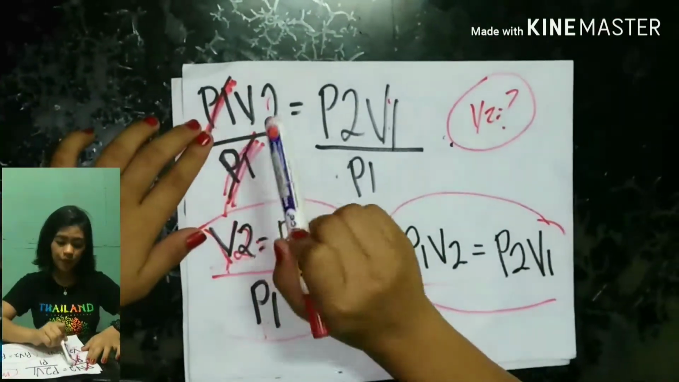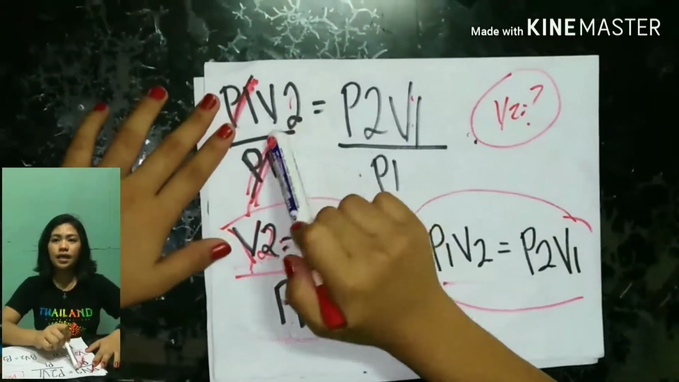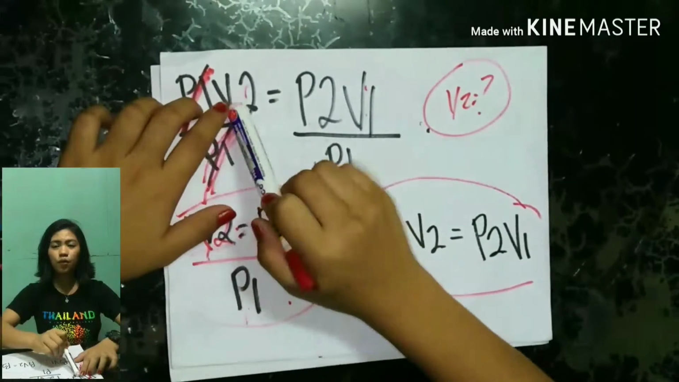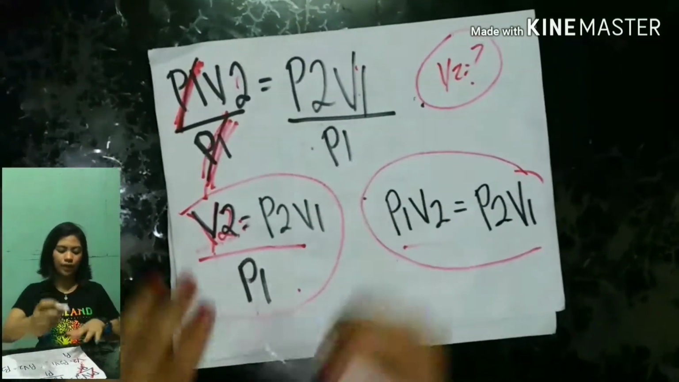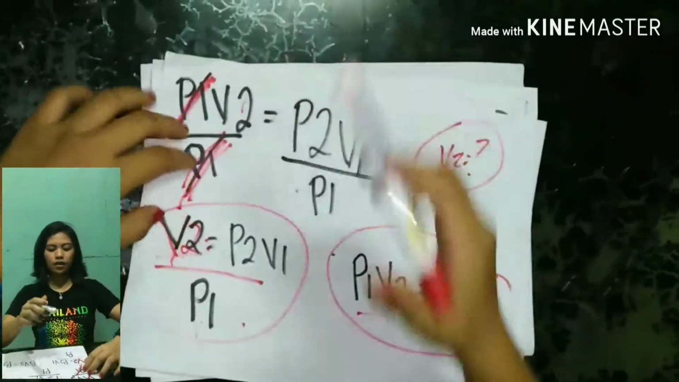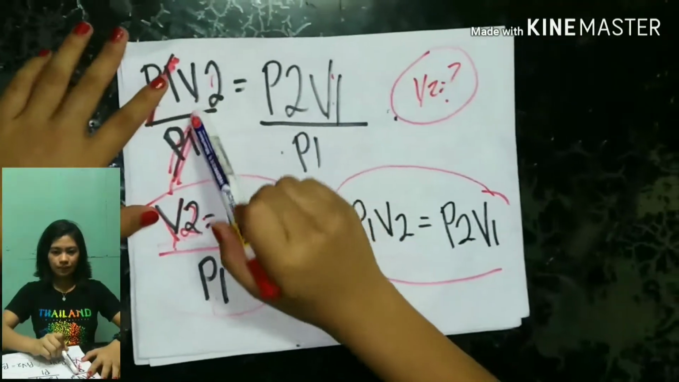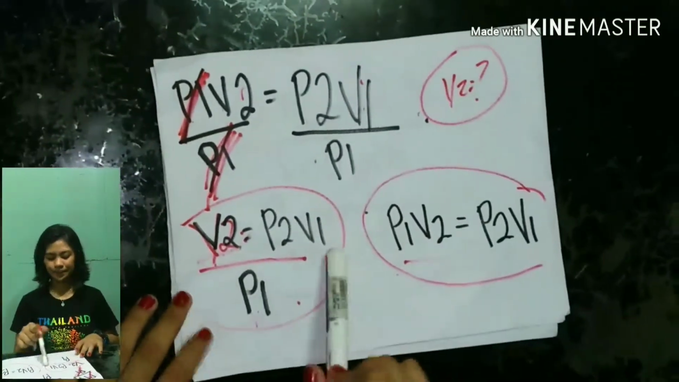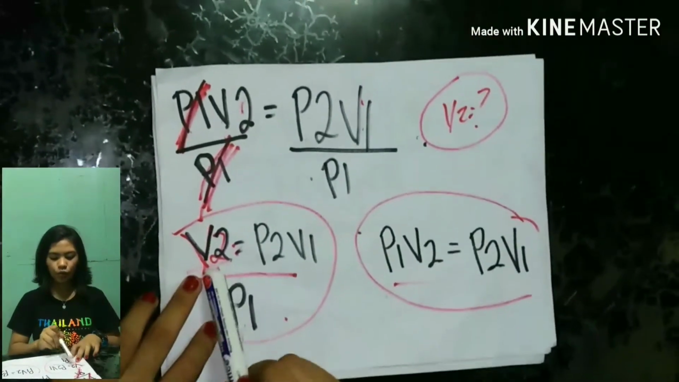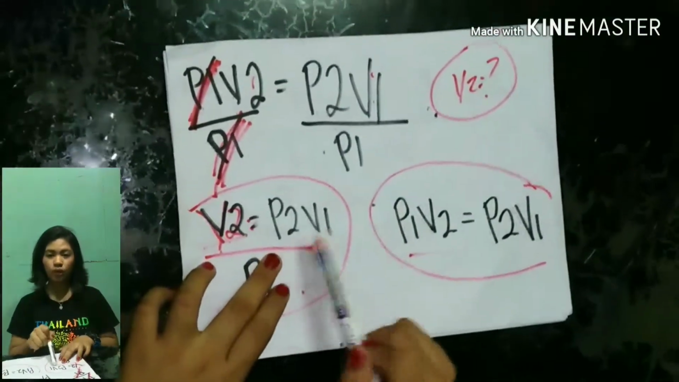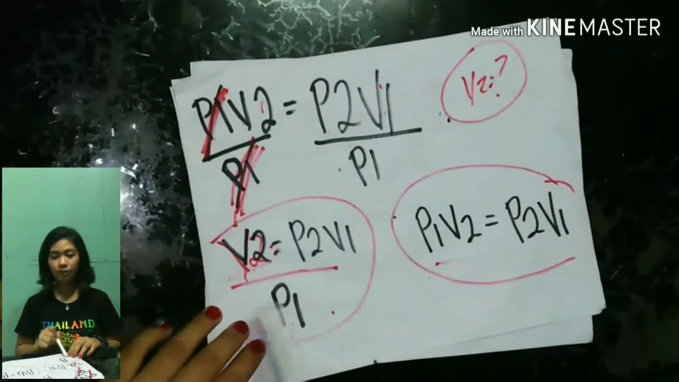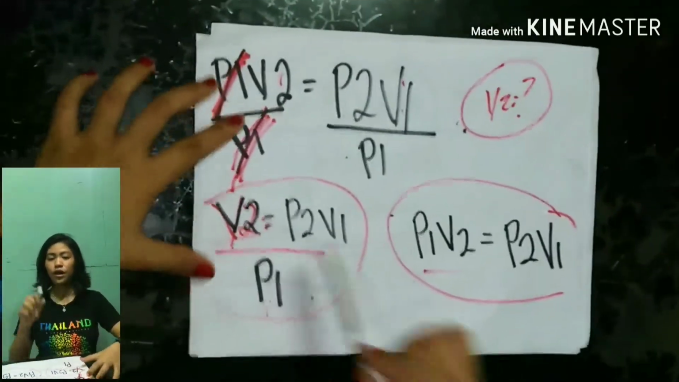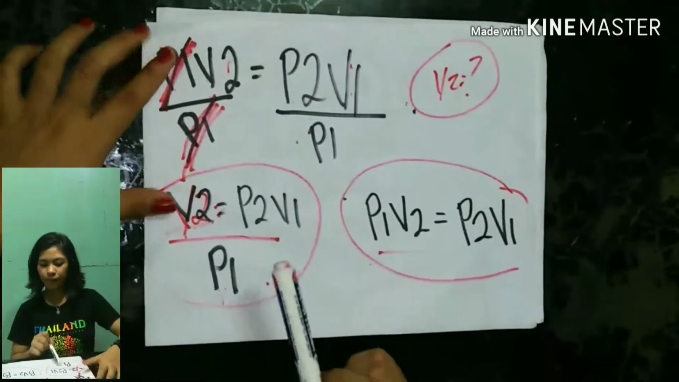Since P1 is beside the missing one, P1 will be your denominator. So cancel. So copy the rest. So, V2 is equal to P2 multiplied by V1 divided by P1. This will be your formula for the missing one.